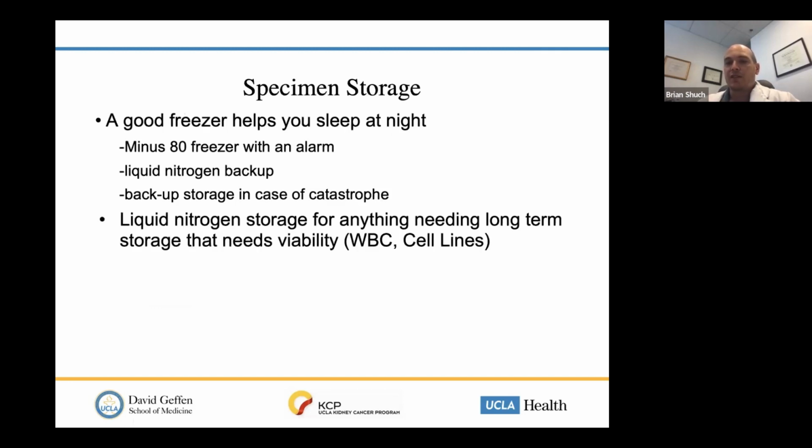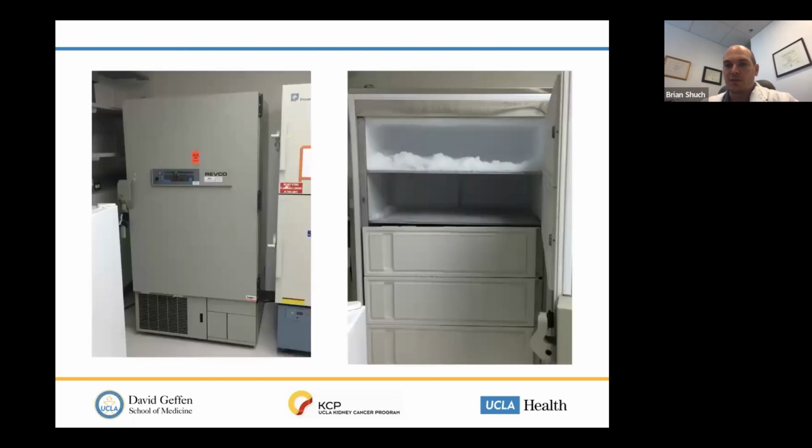And then a good freezer helps you sleep at night. I think a -80 freezer with an alarm is critical. Liquid nitrogen backup is perfect. If you're looking to buy a freezer, make sure it's backed up. And then the liquid nitrogen tank, if you have access to it, for things like cell lines and WBC storage, buffy coat. I think that's important for the long term.